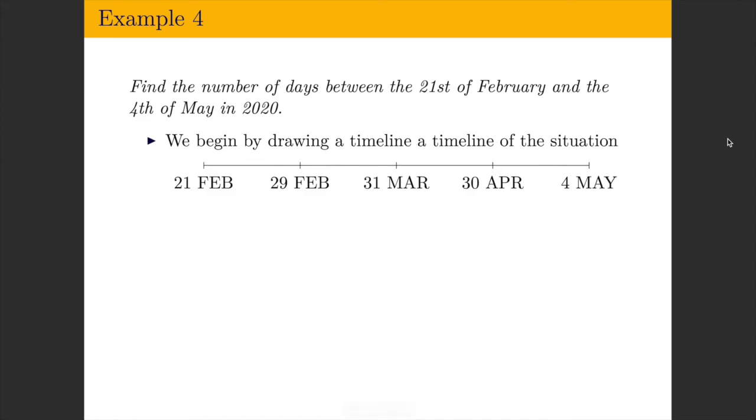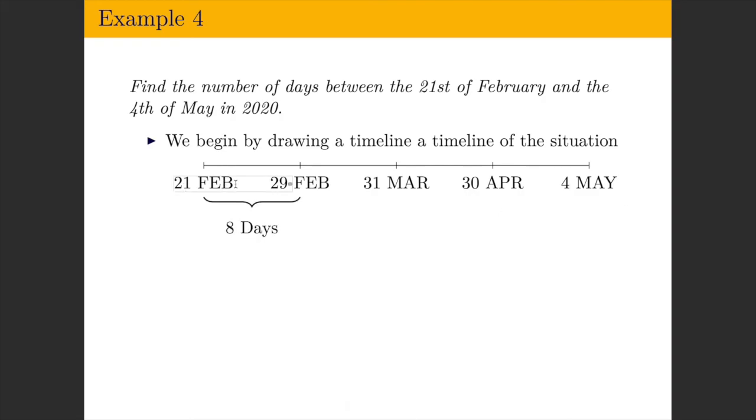So here we're going to begin by drawing a timeline of the situation. So here we've got that 21st of Feb that we were talking about, the first part of the day. And then what I do in this timeline is put in the end of each subsequent month. So first I put in the 29th of Feb as the end of Feb. Then I put the 31st of March as the next date, and then the 30th of April as the end date of the next month after that. And then finally, again, remember we're talking about the 4th of May, so that's what we're interested in here.